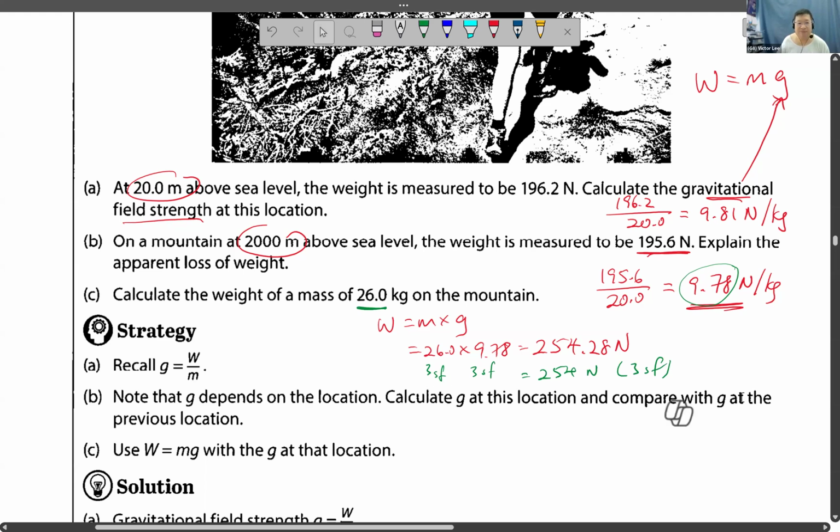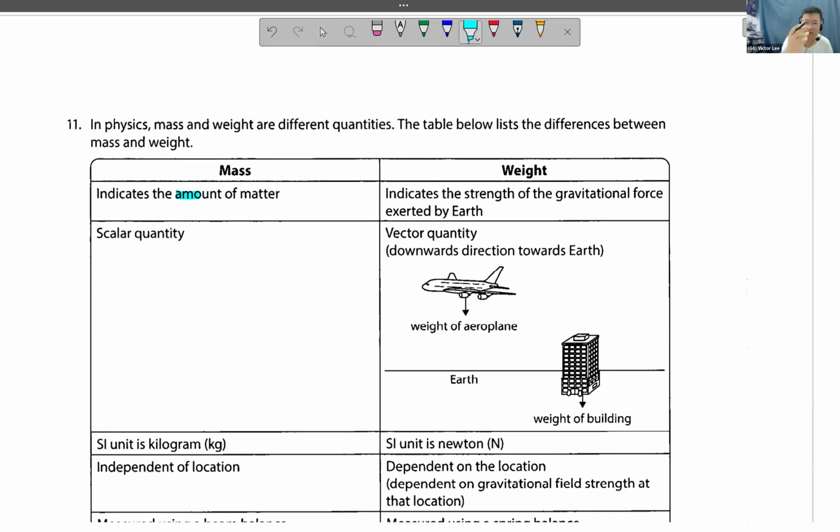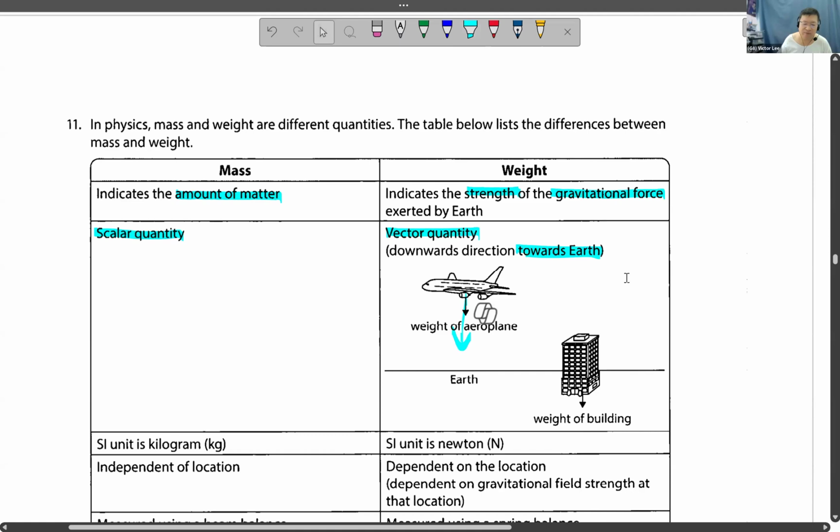Okay, let's compare between mass and weight. Just go through quickly because it's very easy. The mass is the amount of matter, how much substance inside the object. The weight is the strength of the gravitational force. Mass is a scalar, a quantity without direction, but the weight has a direction because you must ask where it acts towards. In this case, it's towards Earth. Direction towards Earth.